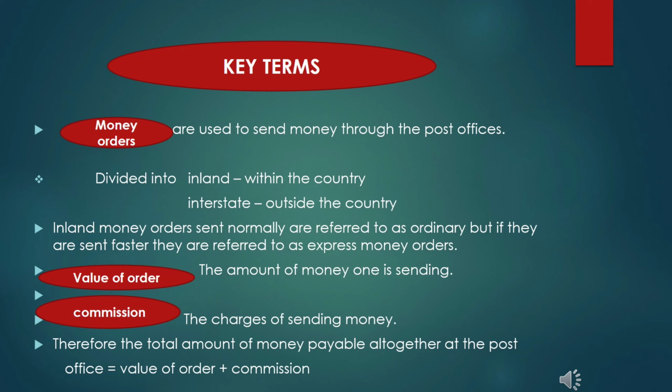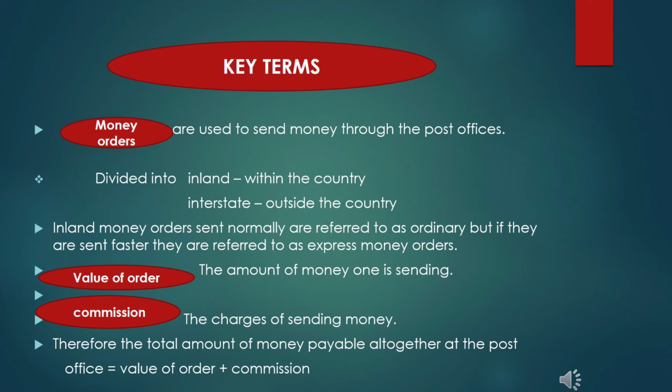And then money orders are divided into two, that is inland and interstate. Inland comes from the word inside. It means you are sending money within the country, for example, Nairobi to Isiolo, Nairobi to Mandera or Wajir. Interstate means different states or different countries, for example, Kenya to South Africa, Kenya to Somalia, Kenya to United States of America, and so on.